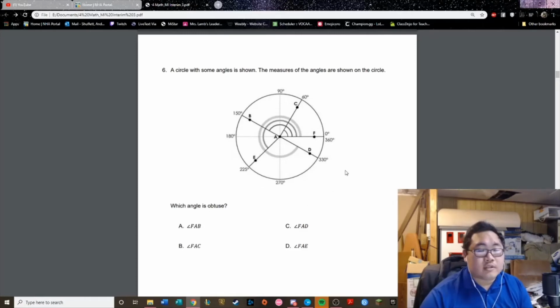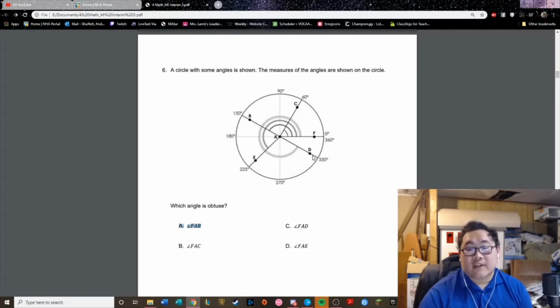Either way, you're looking at all these different angles. You're looking at all this different information that's being given to you. And you're figuring out, okay, well, FAB right off the bat, it says it's 150. And I can also just tell from looking at it that it's obtuse. So that's going to be my go-to answer. But because it is technically our interim, and it is a test, you should always make sure, double check. B, FAC. Well, I just told you that was our acute angle, right? It's 60 degrees. So we know B's not right.